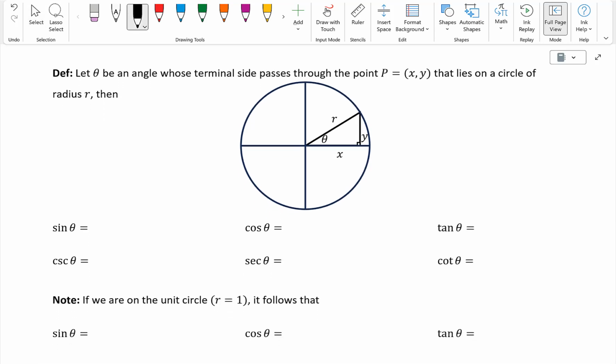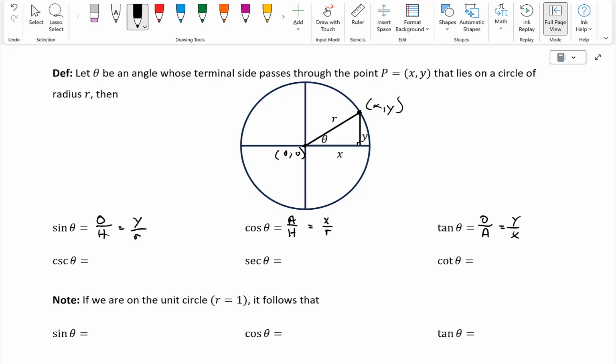All right, so what we're leading up to. Definition. Let theta be an angle whose terminal side passes through the point P equals (x, y) that lies on a circle of radius r. So then we have these sides labeled kind of the way we did above. We'd have this point (x, y) if we want it, and we're going through the origin, if it helps you, (0, 0). But then the opposite over hypotenuse we had for sine theta becomes y over r. Our cosine was adjacent over hypotenuse. This is going to become x over r. And our tangent that was opposite over adjacent is going to become y over x.